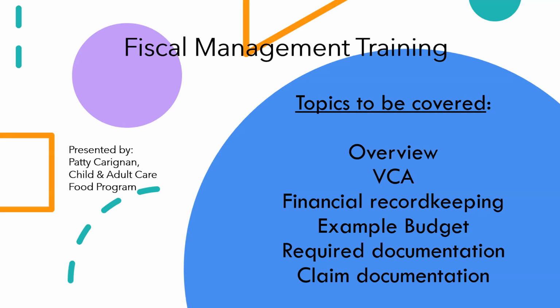So the topics that we're going to cover today are an overview of financial management training. We're going to go over VCA, which of course is viability, capability, and accountability. We're going to go over financial record keeping, what you need, what we need to see, example budget, required documentation, and claim documentation. So let's get started.